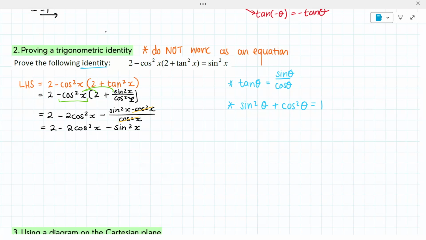Now, when I say change, what you need to remember, sorry guys, my cat's making noise.